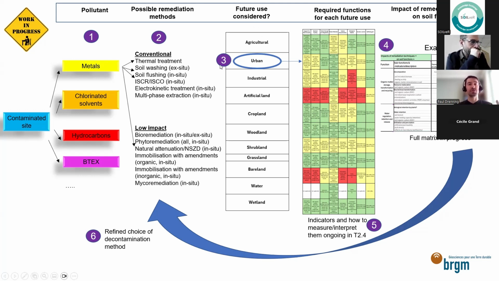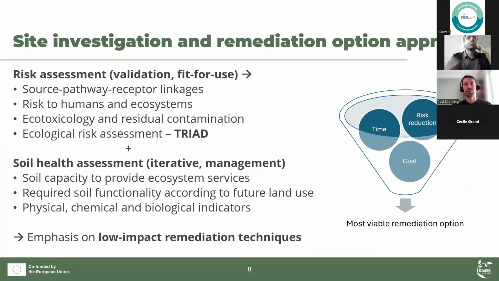Then we consider our future land use, and urban is just circled here to show that it matches this matrix, which I'll present in a minute, for the specific soil functions that may be relevant for different types of land uses, as well as the indicators that may be useful. And then connecting this to the impact of remediation methods on these individual soil functions, and then refining our overall approach.